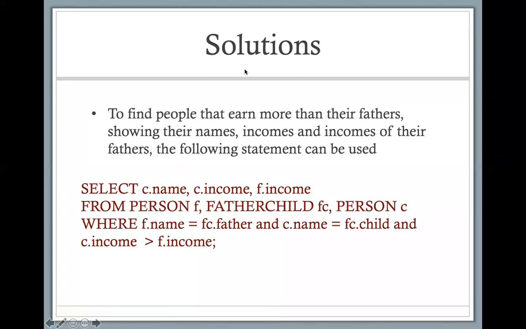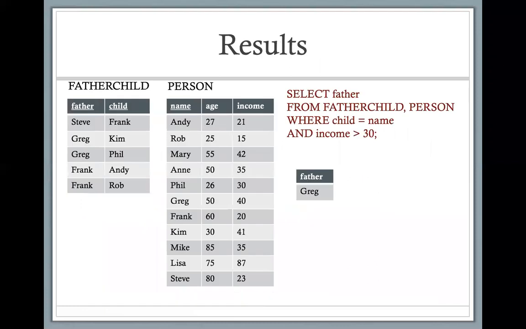So the second query is to find the people that earn more than their father, showing their names, incomes, and incomes of their fathers. So that involves two joins. Join with person twice. Let's see why. Okay, so I'm going to go back to the schema again.